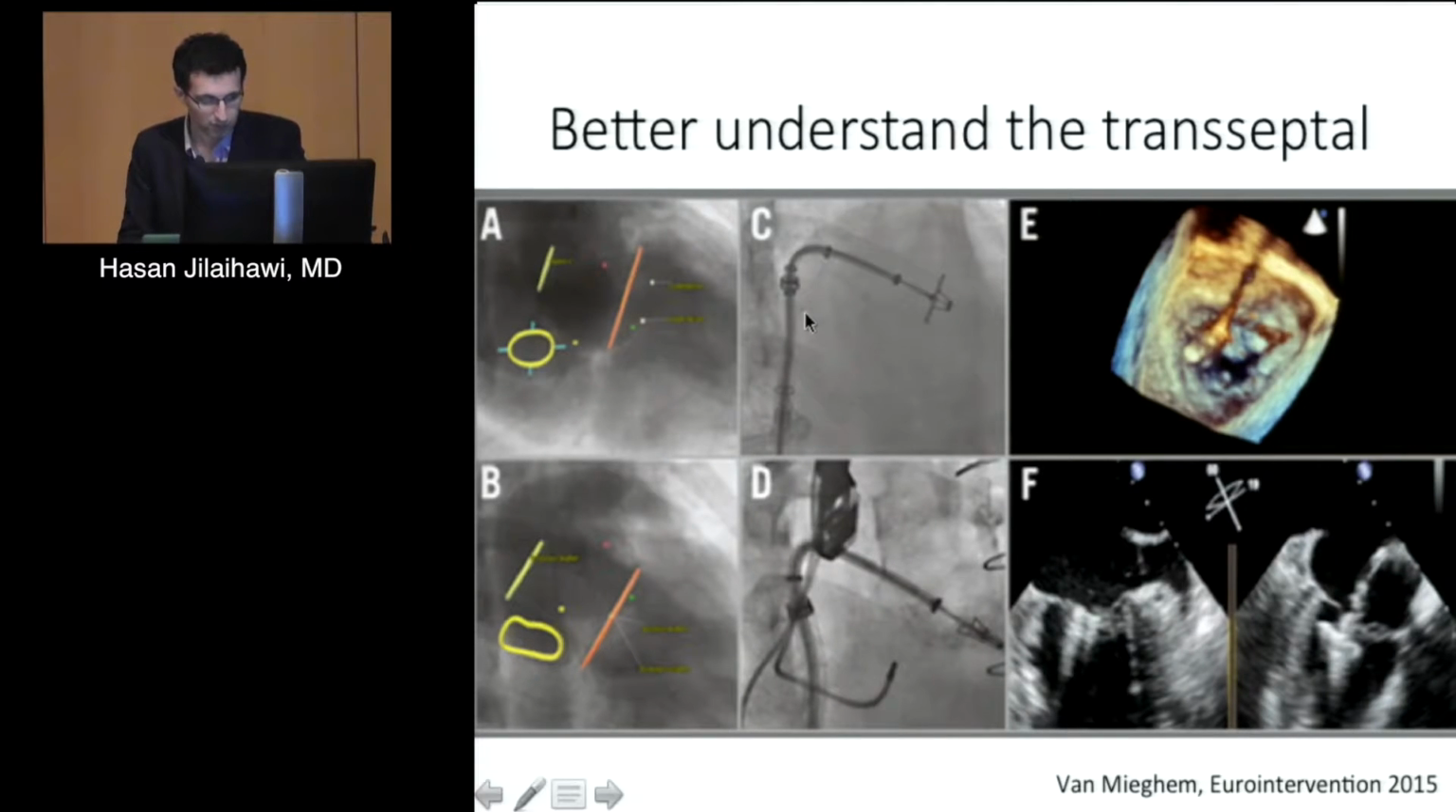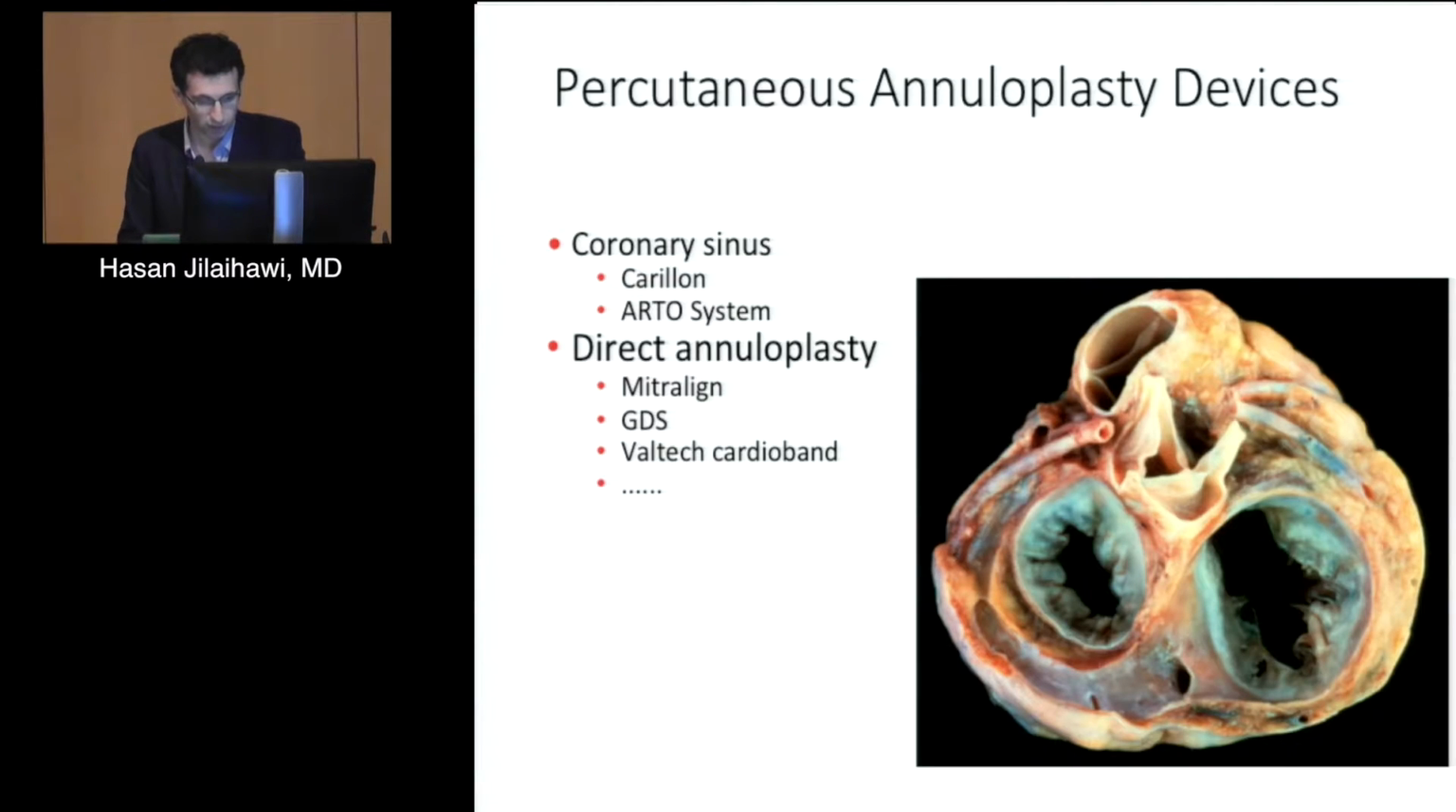With the transseptal approach, I found CT useful in understanding what we mean by optimizing the distance to the mitral annulus, and how this is much more complex than just coming up and down in the septum. The fossa is clearly delineated by CT, and we may also be looking at fusion imaging to optimize and simplify this. Percutaneous annuloplasty devices are certainly many.